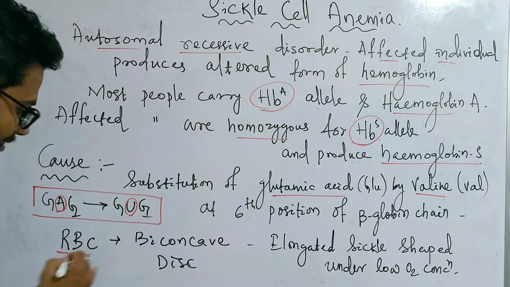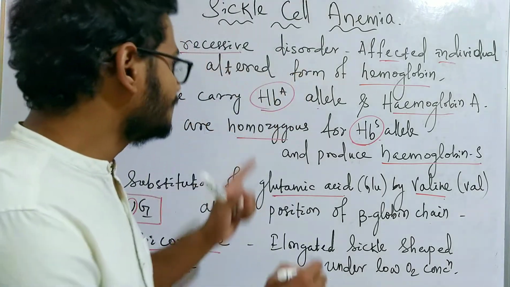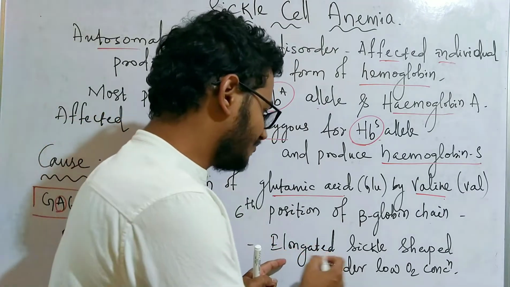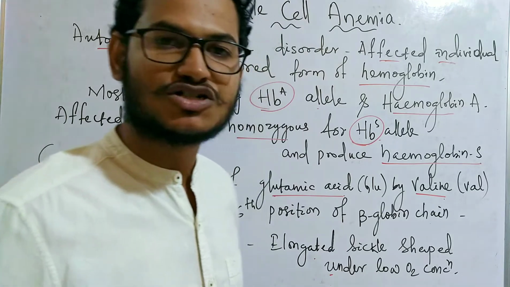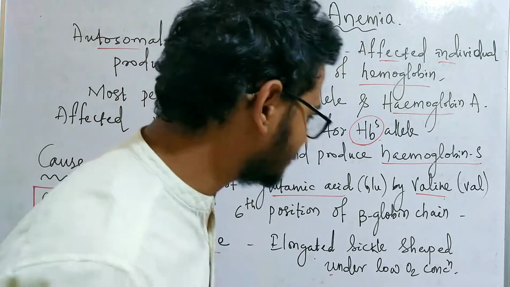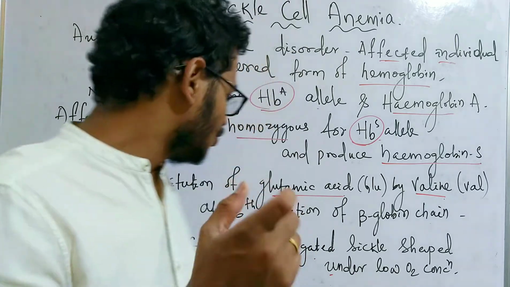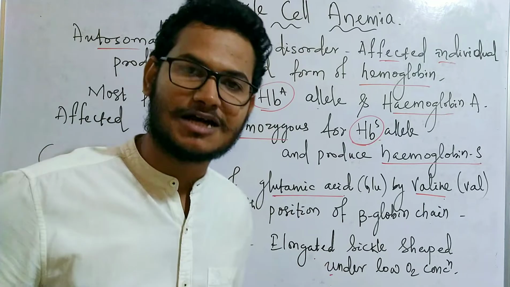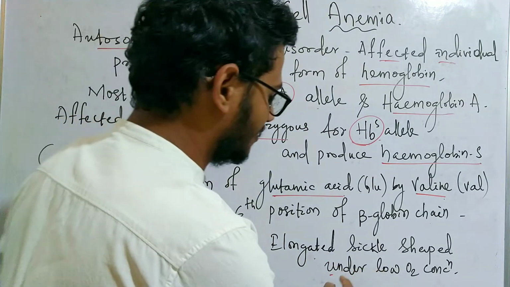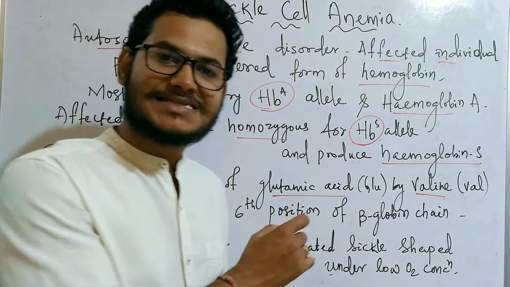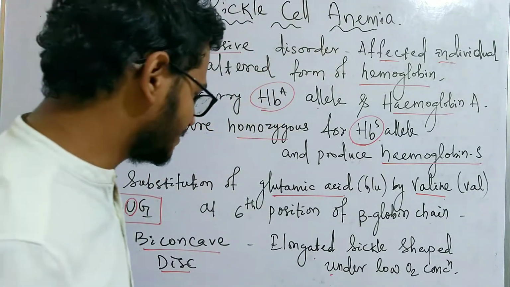Remember, in a normal individual the RBCs are biconcave and disc shaped, but in individuals having sickle cell anemia, they have elongated, sickle shaped RBCs under low oxygen concentration. Hemoglobin is the protein that helps in carrying oxygen in the blood. When it is not normal, the RBCs become elongated and sickle shaped. Normally oxygen concentration in our body is low, so under low oxygen concentration the RBC becomes sickle shaped, not biconcave disc shaped.